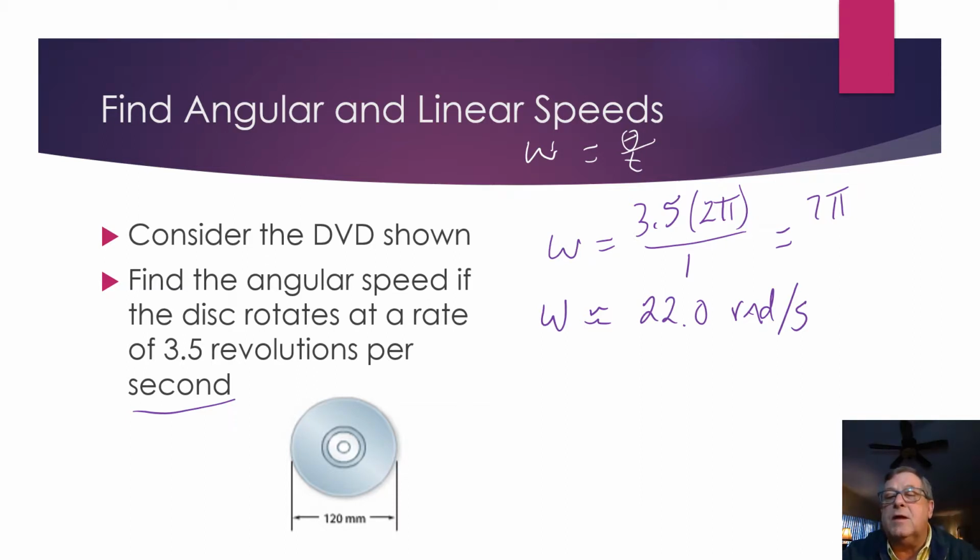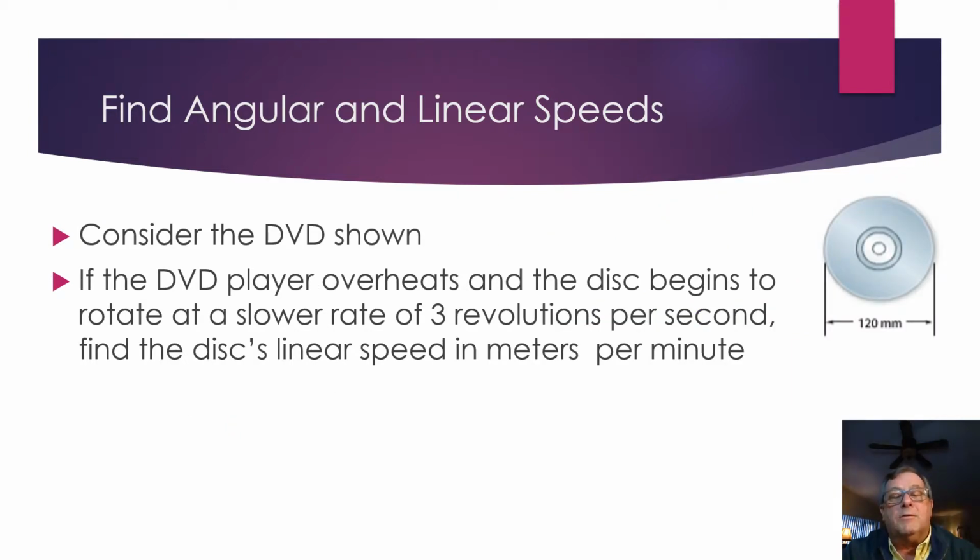So let's look specifically here at a problem. All right, so we got the same DVD. It's 120 millimeters in diameter. And we're told that this DVD player is overheated a little bit. The disc begins to rotate at a slower rate of 3.5 revolutions per second. Find the disc's linear speed in meters per minute.